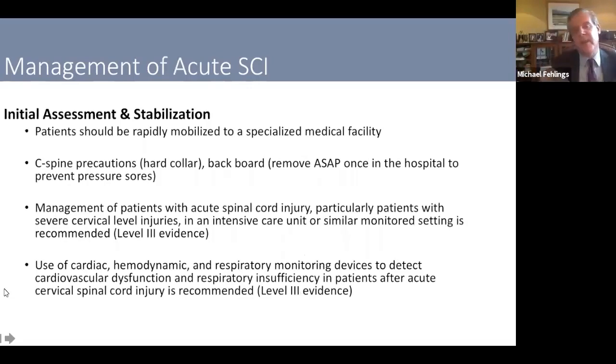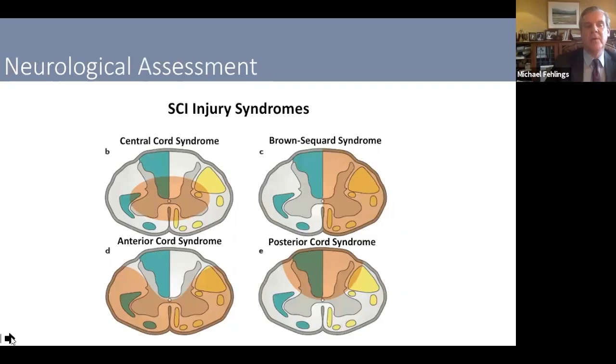So let's get now down to some practical reality in terms of the management of acute spinal cord injury. Patients should be rapidly mobilized to a specialized medical facility with cervical spine precautions on board, and the use of cardiac, hemodynamic, and respiratory monitoring devices is critical, and patients should be looked after in a monitored setting, such as an intensive care unit or step-down unit. The neurological assessment is critical.